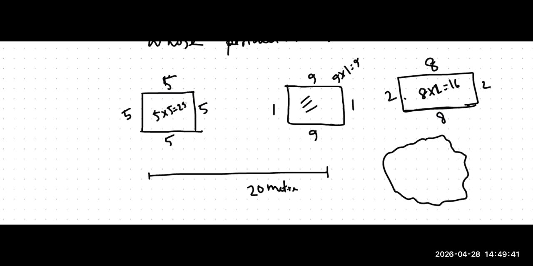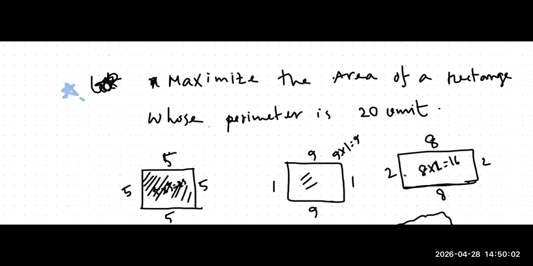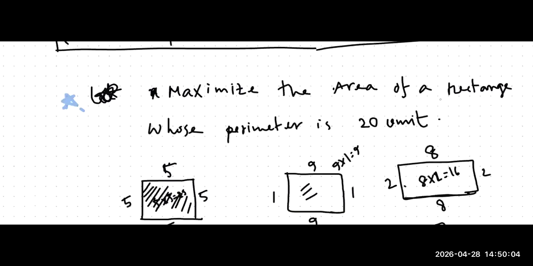where the perimeter of that rectangle is fixed at 20 units.